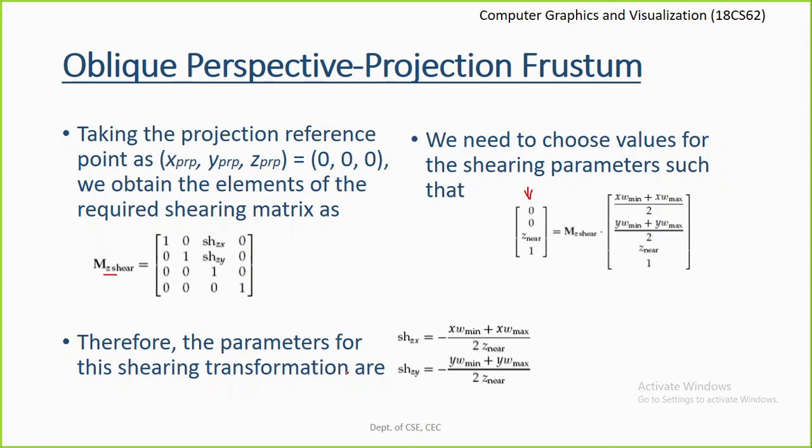So therefore, the shearing parameters for this shearing transformation can be given as shzx is given as minus of (xw minimum plus xw max) by 2 into z near. Similarly, shzy is given as the sum of the bottom and the top boundaries, (yw minimum plus yw max) divided by 2 into z near, and negation of that. So these are the transformations we need to consider for the oblique perspective projection frustum.